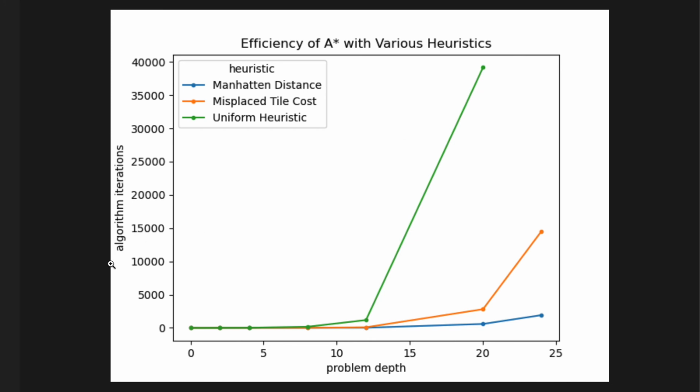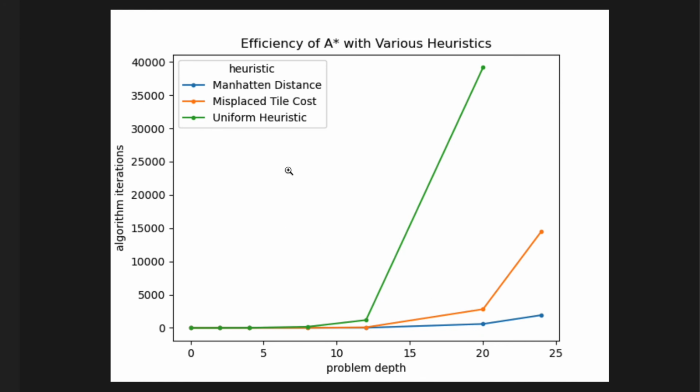On the right-hand side, this is the algorithm iteration. So how many iterations the algorithm takes to find the optimal path. And as you can see, the uniform heuristic, which remember is basically Dijkstra's, and in the case that all edge weights are 1, then it's breadth first search, you can see that this grows extremely quickly, basically a combinatorial explosion. So if it would take 20 moves to solve this game, then it's going to take the algorithm 40,000 iterations to find that optimal path of 20 moves.